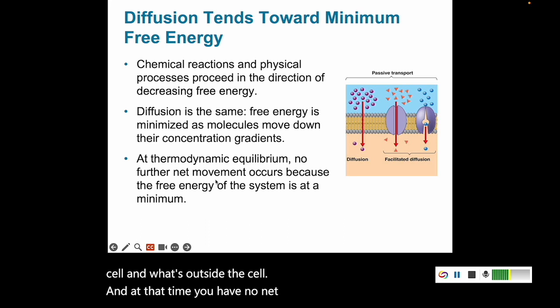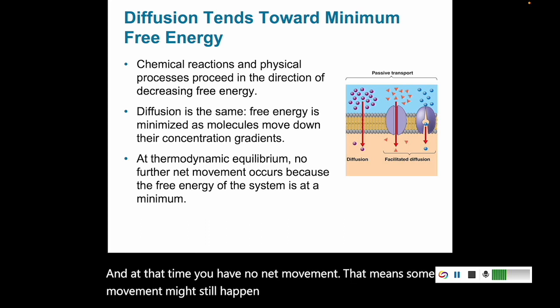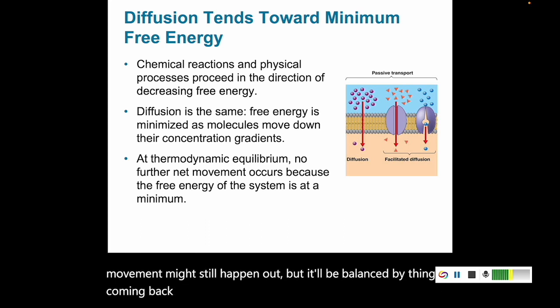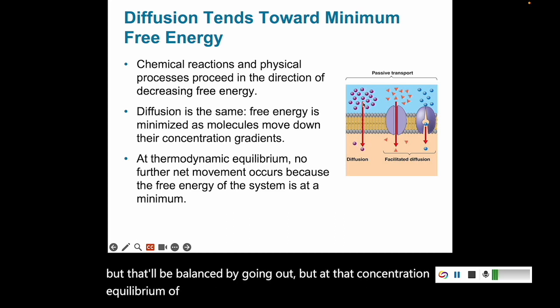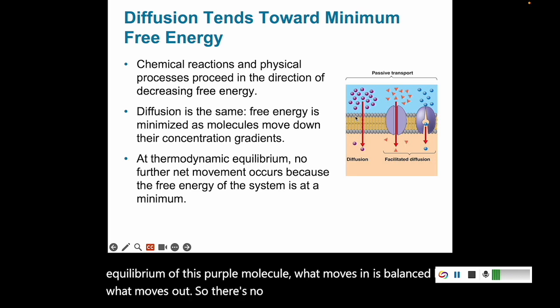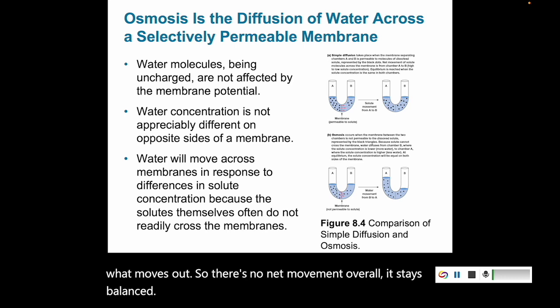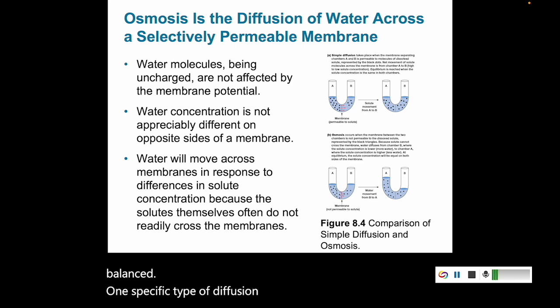That means some movement might still happen out, but it'll be balanced by things coming back in. And some things are still able to come back in, but that'll be balanced by going out. At that concentration equilibrium of this purple molecule, what moves in is balanced by what moves out. So there's no net movement. Overall, it stays balanced. One specific type of diffusion is osmosis, and osmosis is the diffusion of water molecules.